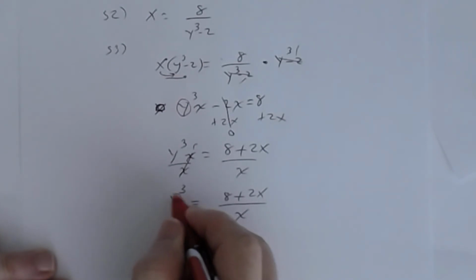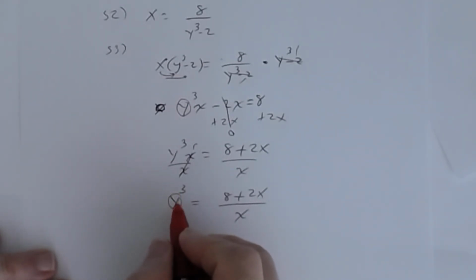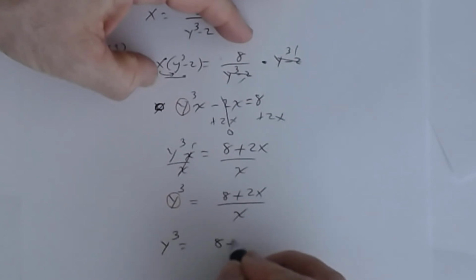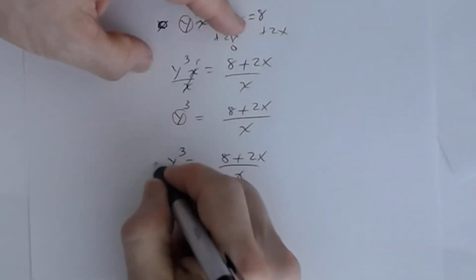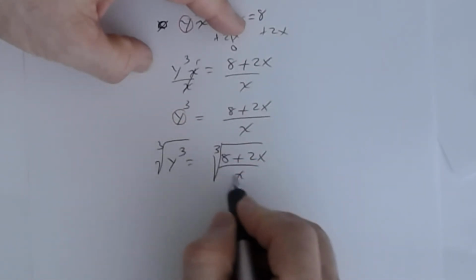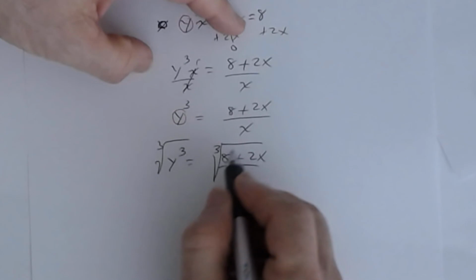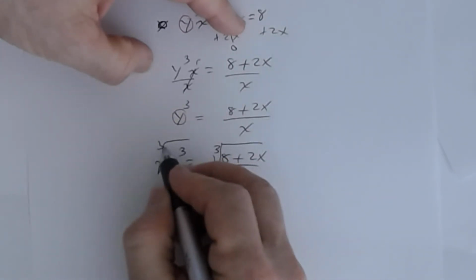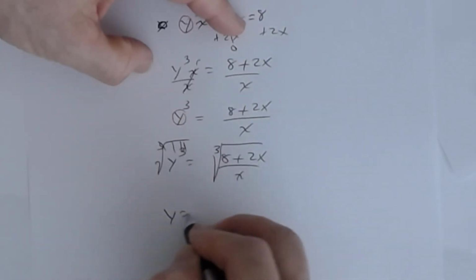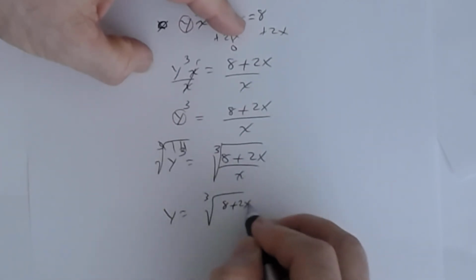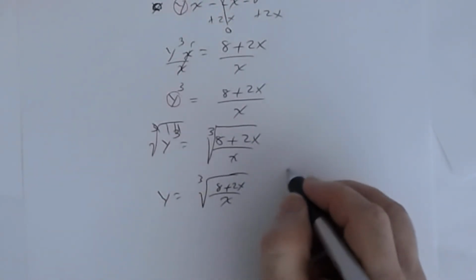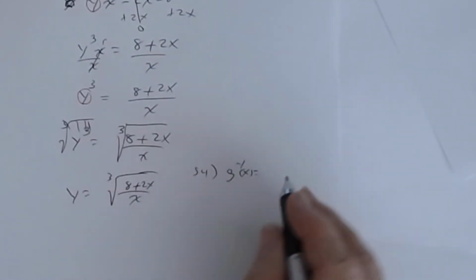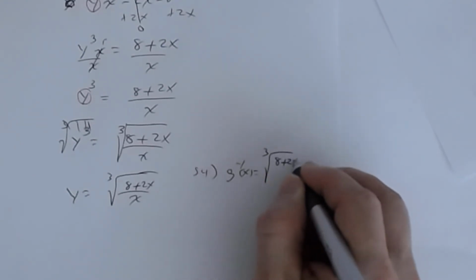Now remember, I'm trying to get y by itself, right? So right now I'm cubing y. What is the opposite of cubing? The opposite of cubing is to cube root. So you're going to take the cube root of both sides. Make sure it looks like you're taking the cube root. See how I extended this down further to make sure that x was under that radical? So you take the cube root of both sides, the cube root and the cube undo each other. So you get y equals the cube root of 8 plus 2x divided by x. And there's your inverse. So step 4, you're going to say g inverse of x is the cube root of 8 plus 2x divided by x.